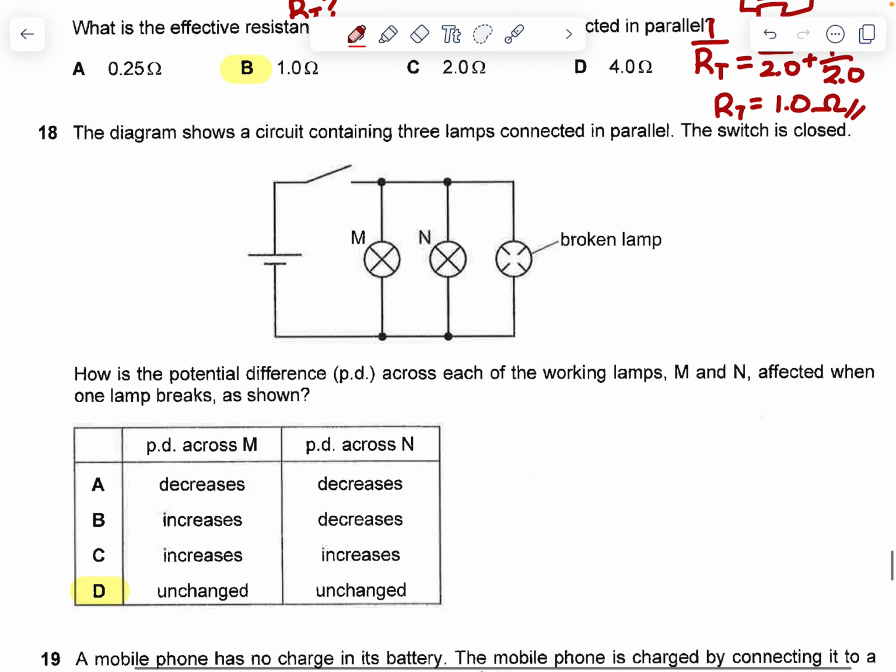Okay, question 18. The diagram shows a circuit containing 3 lamps connected in parallel. The switch is closed. How is the potential difference across each of the working lamps M and N affected when one of the lamps breaks as shown? As we know, this is a parallel circuit. So the EMF, voltage 1, voltage 2 are equal. EMF equals V1 equals V2. So the PD is unchanged.